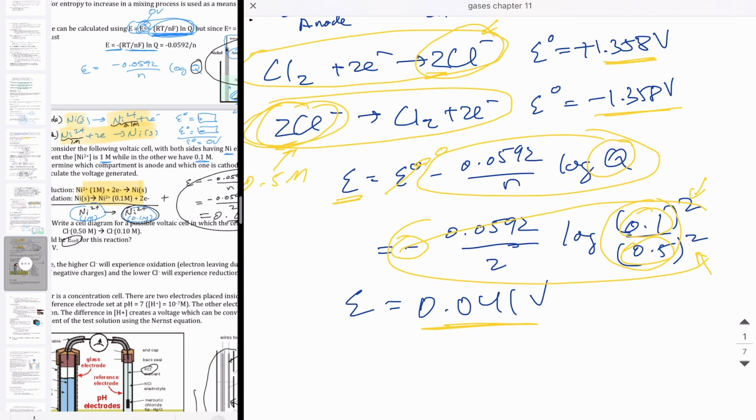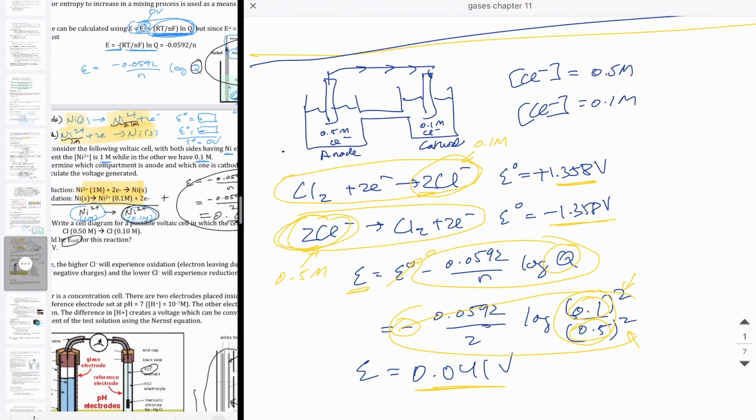If you calculate this out, the negative will cancel out with the negative you generate from the log. It gives you a positive voltage. So in this case, our setup is such that we would get a positive voltage out of it.